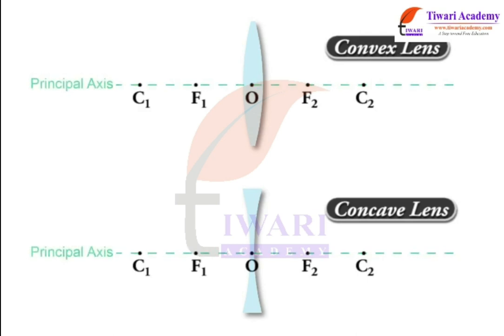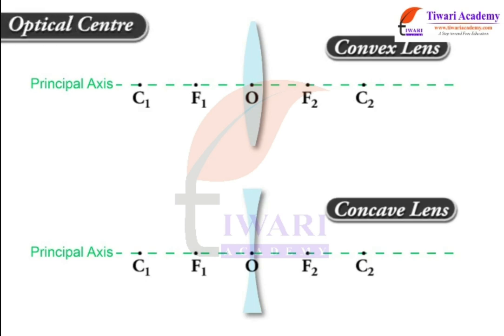An imaginary line that passes through the centers of curvature of a lens is called the principal axis. Optical center. The central point of a lens is called its optical center. A ray passes through the optical center of a lens without any deviation.